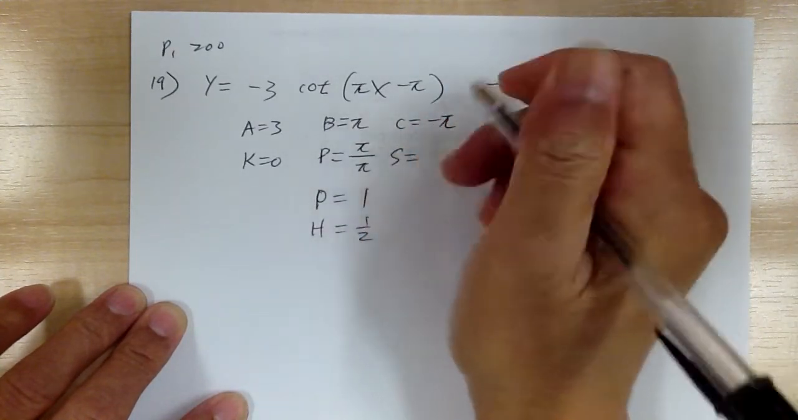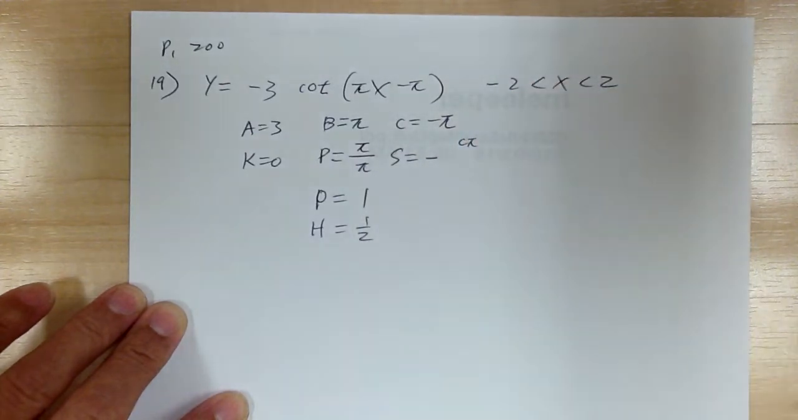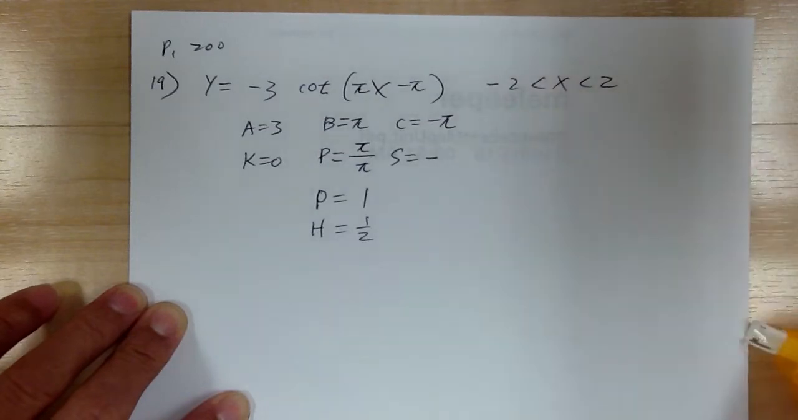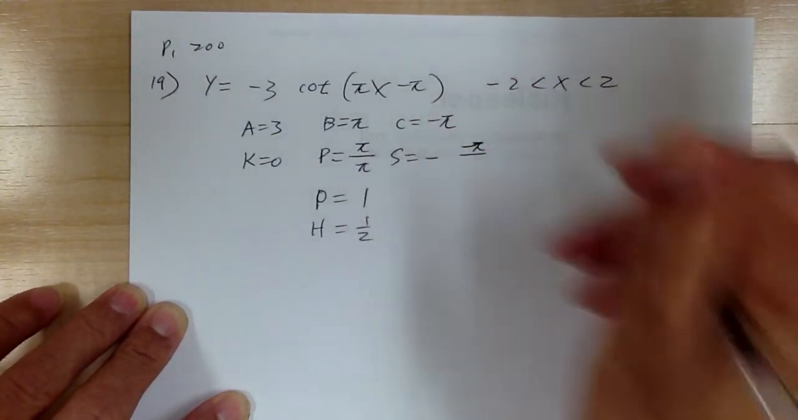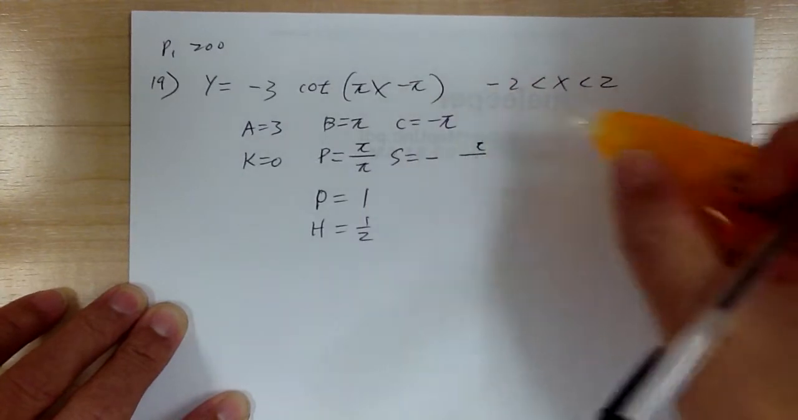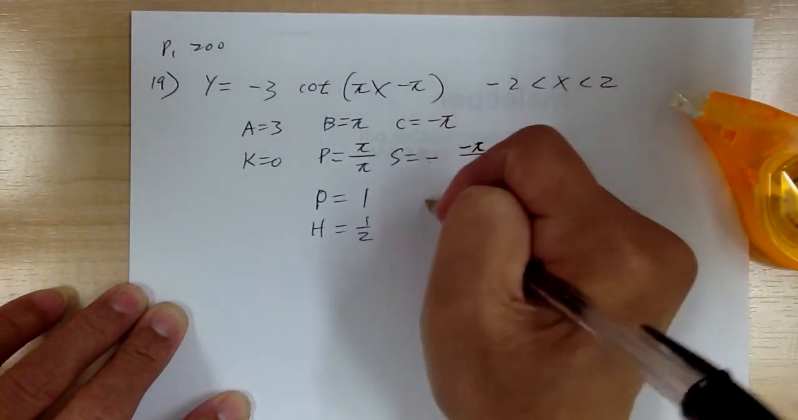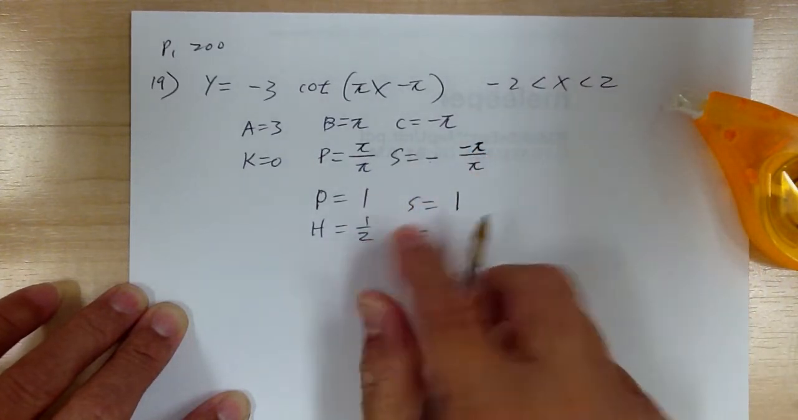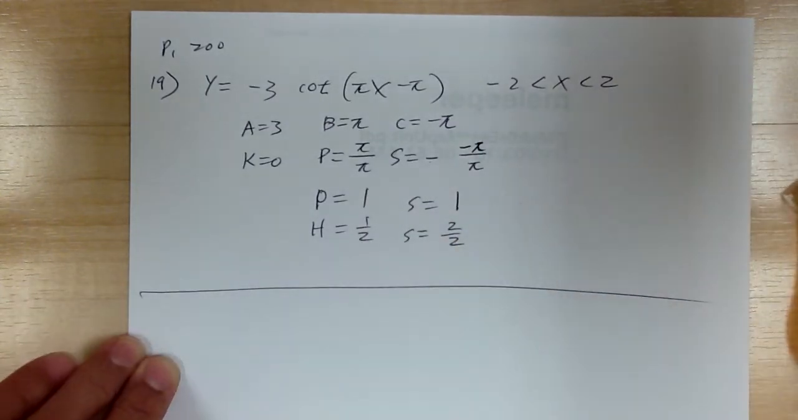And the S is equal to negative C. So it'd be negative C over B, so S equal to 1, and you want to make it into a common denominator, so make it 2 over 2. Okay, so now ready to graph.